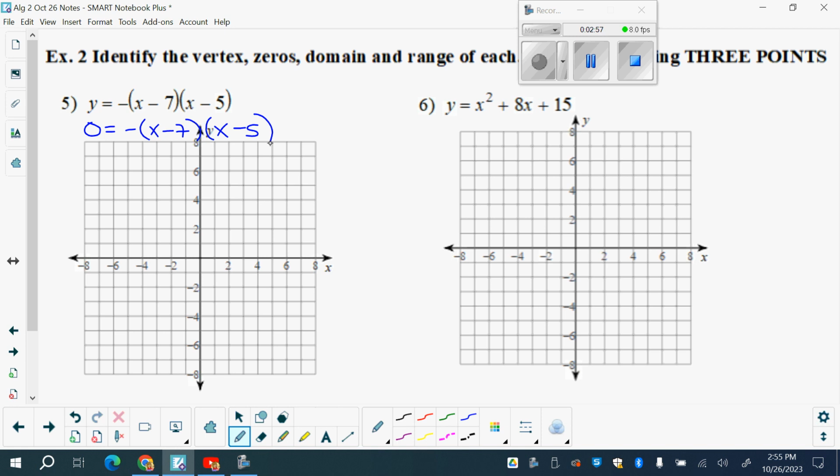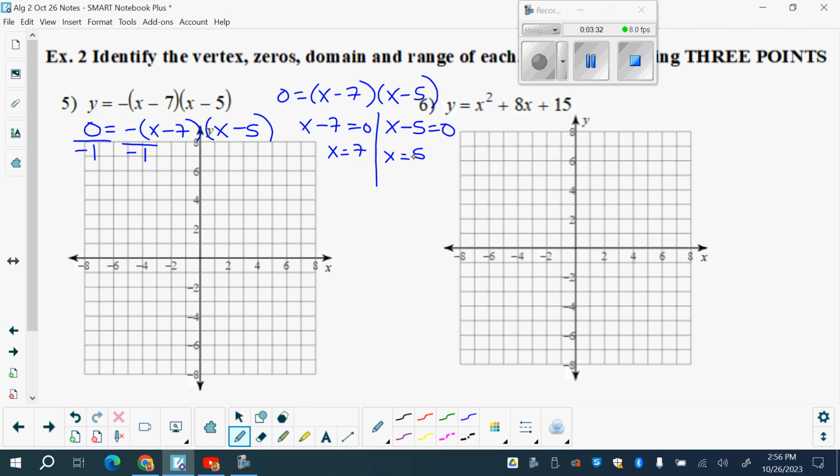Zero product property, that's right. So before we do that, though, what should we do with that negative? Divided by -1. Yes, that's the easiest thing to do to get rid of that negative. We could distribute it there. It's easier just to divide both sides by -1. So then we get 0 equals (x minus 7) times (x minus 5). And now use our zero product property. X minus 7 is 0 and x minus 5 is 0. So we get x is 7 and x is 5.